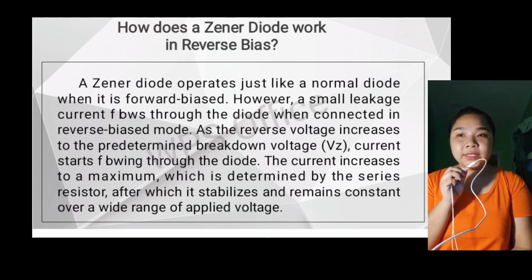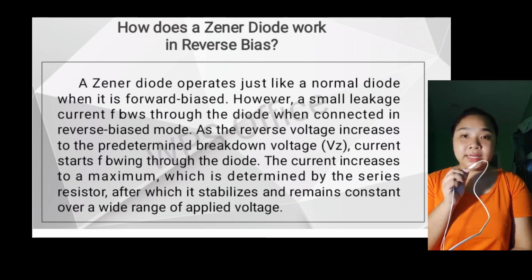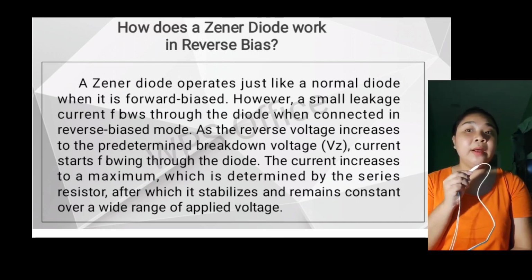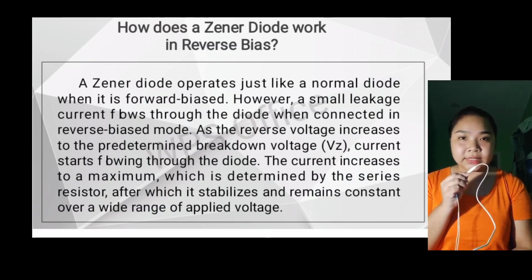How does a Zener diode work in reverse bias? It operates just like a normal diode when it is forward biased. However, a small leakage current flows through the diode when connected in reverse bias mode. As the reverse voltage increases to the predetermined breakdown voltage, current starts flowing through the diode. The current increases to a maximum which is determined by the series resistor, after which it is stabilized and remains constant over a wide range of applied voltages.